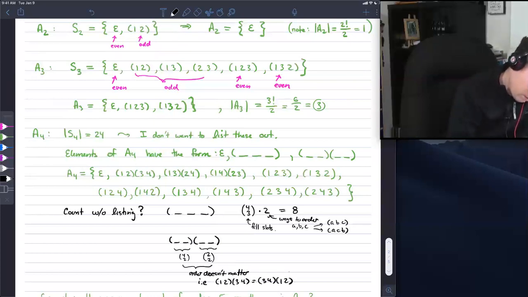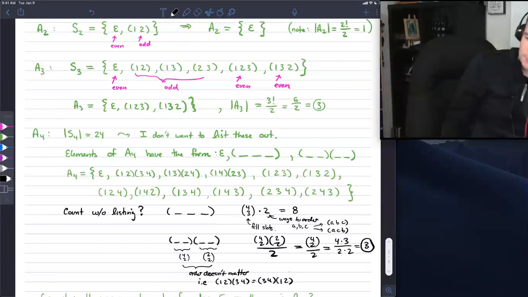So that tells me that there are 4 choose 2, 2 choose 2, all over 2, or 4 choose 2 divided by 2, which is 4 times 3 divided by 2, and then times another 2, or 3 in total. So there's going to be 3 pairs of 2 cycles. And we got those 3, so we can count them without having to list them as well. Does that make sense?